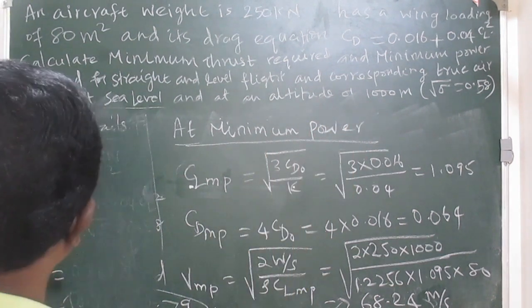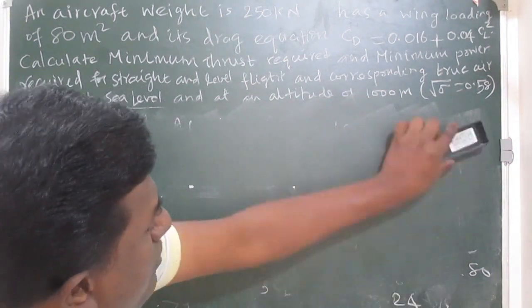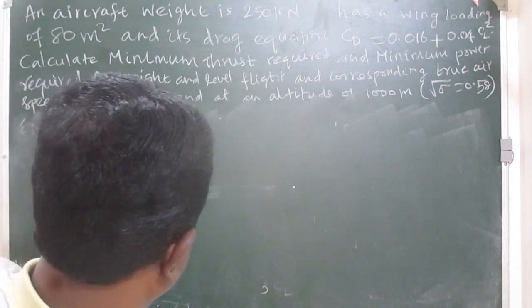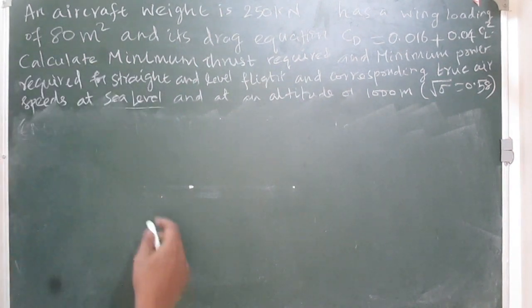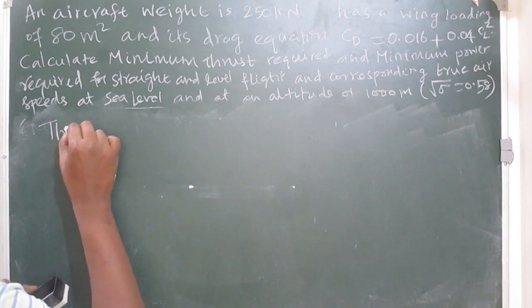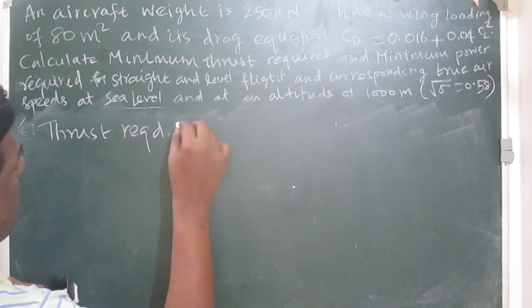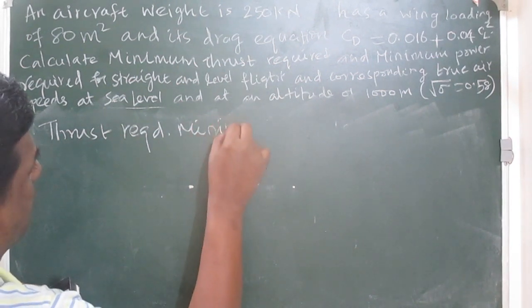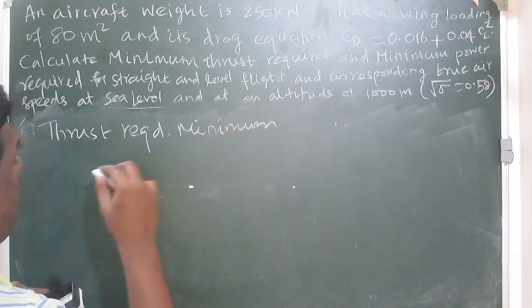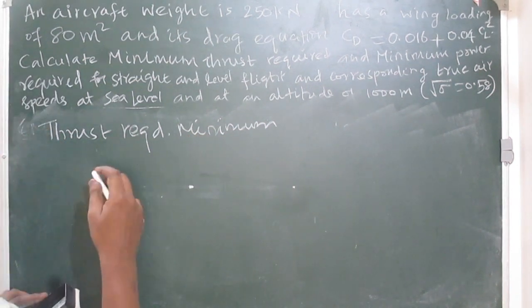Okay, so first let us find out the thrust required minimum. When we say thrust required minimum, it means nothing but drag is minimum. Okay, drag required is minimum, that is what.